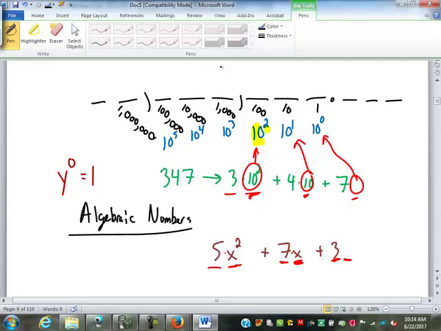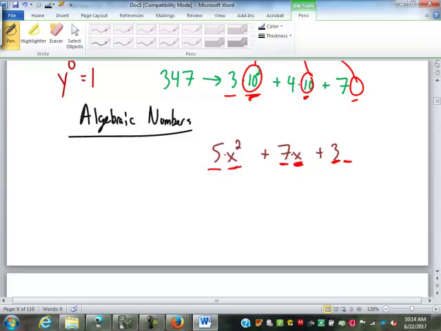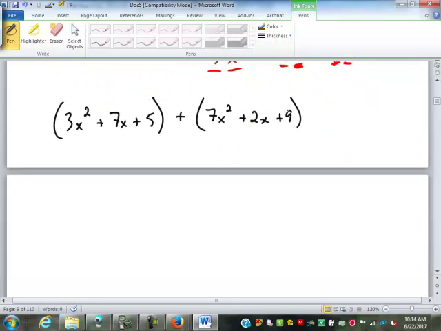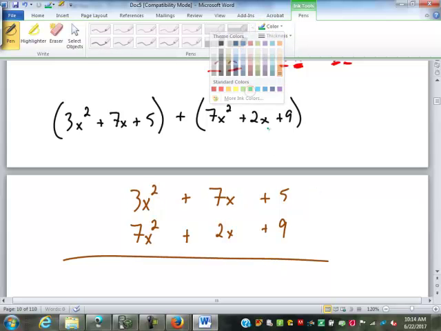When we added algebraic numbers, this looks familiar yet? We did it exactly the same as we did whole numbers. We write the first number out, and we line up the place values. 7x squared goes under the 3x squared. 2x goes under the 7x. 9 ones goes under the 5 ones. And we added our columns.